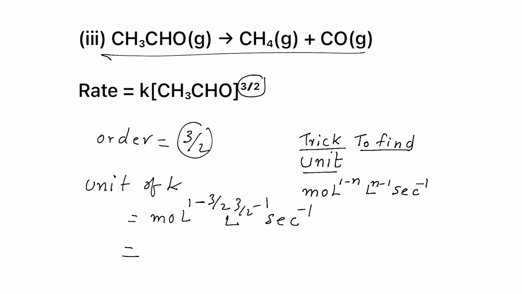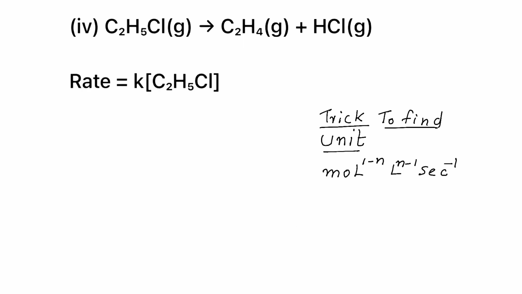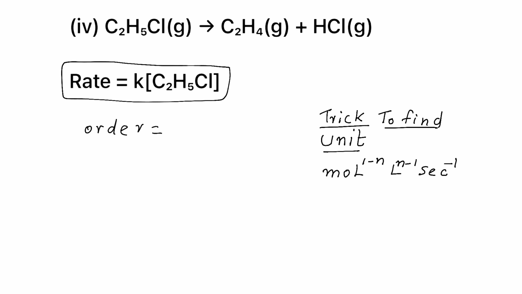So what you're going to get? Mole 1 minus 3 by 2 is what? Minus 1 by 2, right? Now liter 3 by 2 minus 1 is what? 1 by 2, correct? Second raised to minus 1. Hope all of you understand. See, this is the last sub question. See, you can see the equation and rate law. It is very clear that power of the concentration term is what? 1, right? 1. So order is 1.